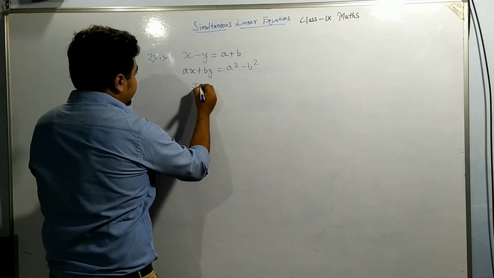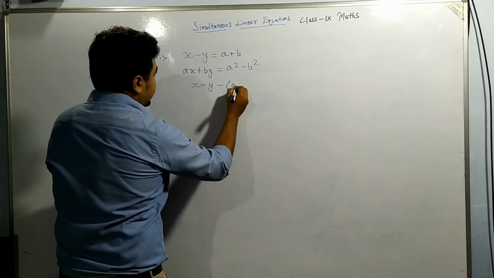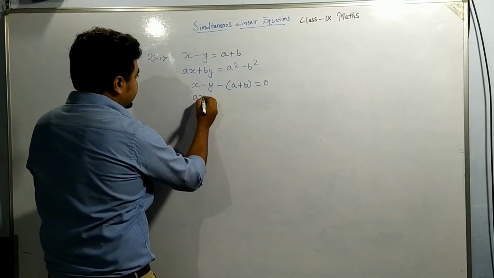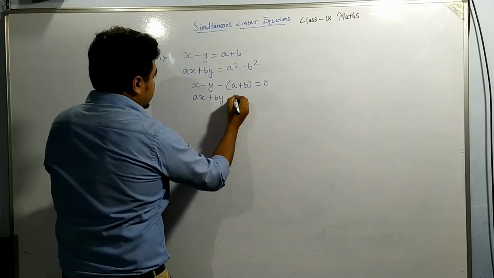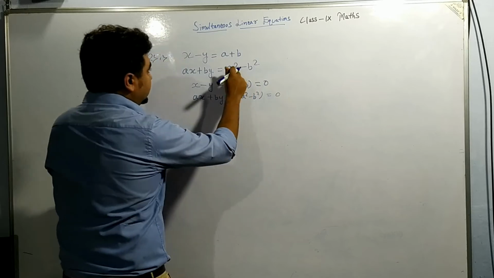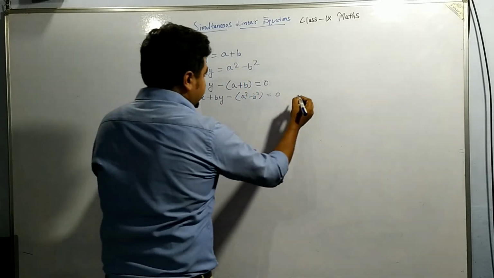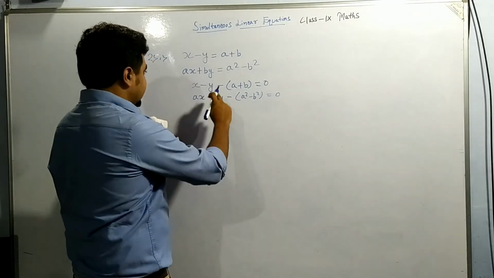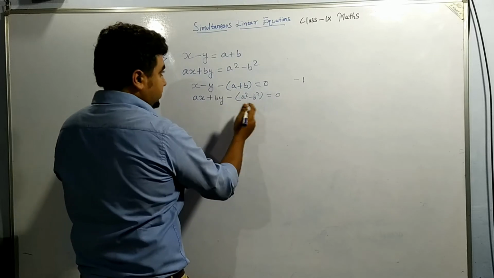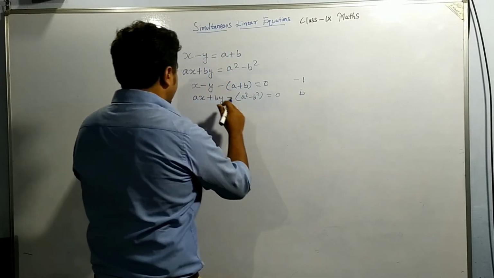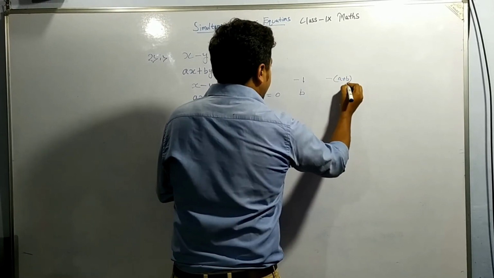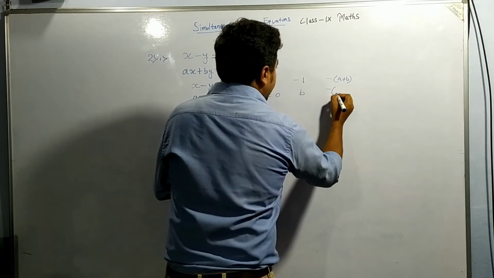I will be taking this entire term to left side. A plus b, I am writing like this, equal to 0, and ax plus by minus of a square minus b square. I am taking this entire term to left side in both the cases. And by cross multiplication, cross multiplication means I will be taking first these two terms. Here it is given minus 1, b coefficient is minus 1, and here it is b. And here it is minus of a plus b, and here it is minus of a square minus b square.